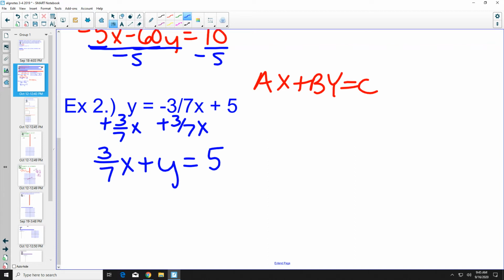Whenever you write in standard form, a, b, and c cannot be fractions or decimals. They need to be integers, which are positive and negative whole numbers. So I'm going to have to do something to this equation so I don't have the fraction 3/7. You might be thinking maybe multiply by the reciprocal, but if I did that, I'd have 7/3 times y, and then I would have a problem because my coefficient for y would be a fraction. So think to yourself, what can I do to this whole equation so I do not have any fraction coefficients?